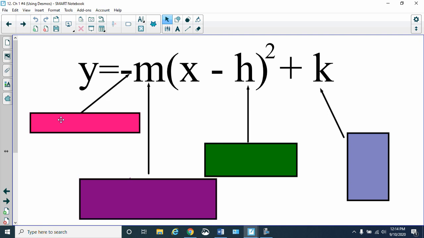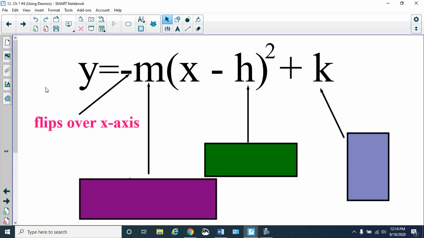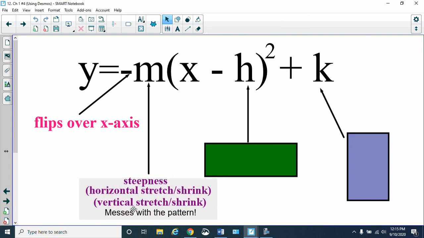So if you see a negative at the very beginning, right after that equal sign, you know that that's going to flip the parent function over the x-axis. If you see a number right after the equal sign, that affects the steepness. So if the number is like 4, that's going to make it more steep. If the number is 1/2 or 1/4 or 1/8 or any fraction between 0 and 1, now I know the negative's separate, right? So now we're just focusing on the number, even if there's a negative there.